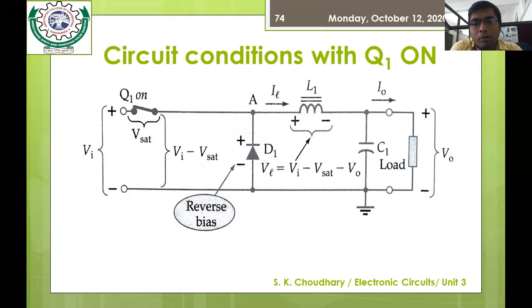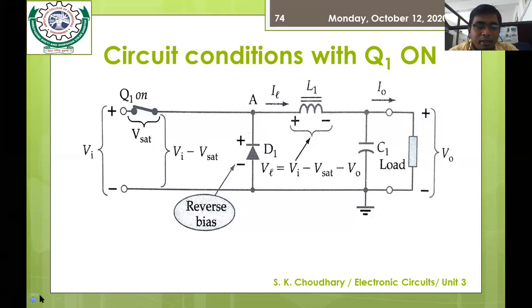So when the transistor Q1 is on, this is one circuit condition. The second condition is when Q1 is off. According to the functioning of the devices, when transistor Q1 is on, I have modified the diagram a little bit. You can also draw this diagram, which is very important for explaining the working of this buck converter.